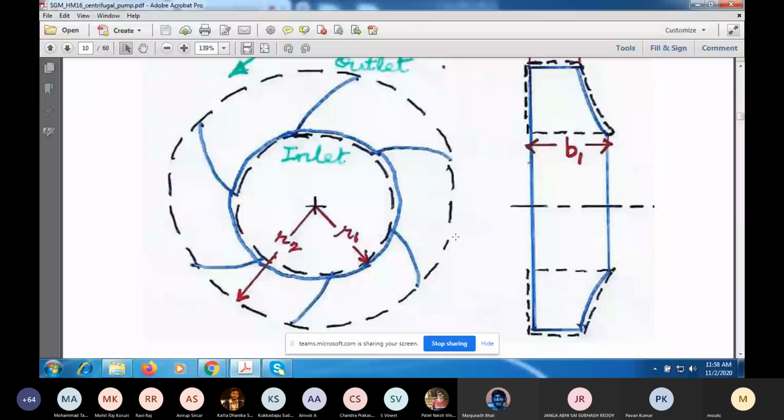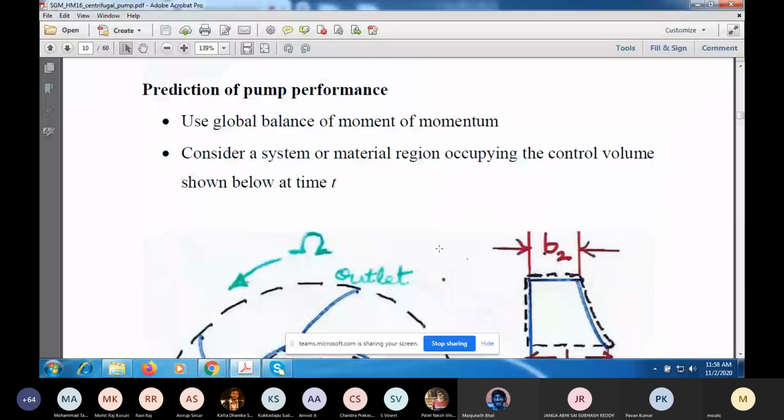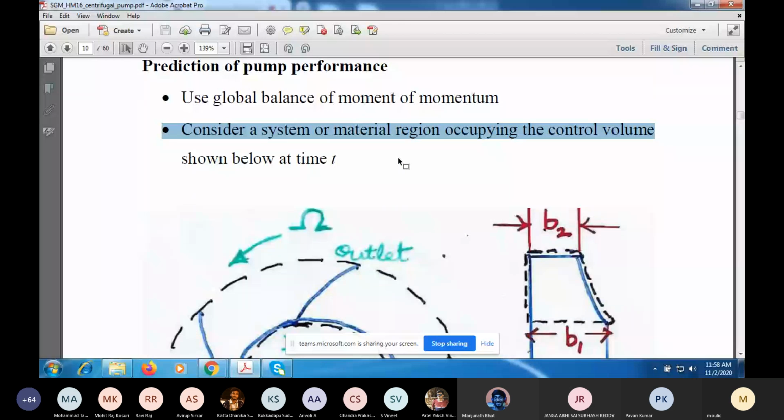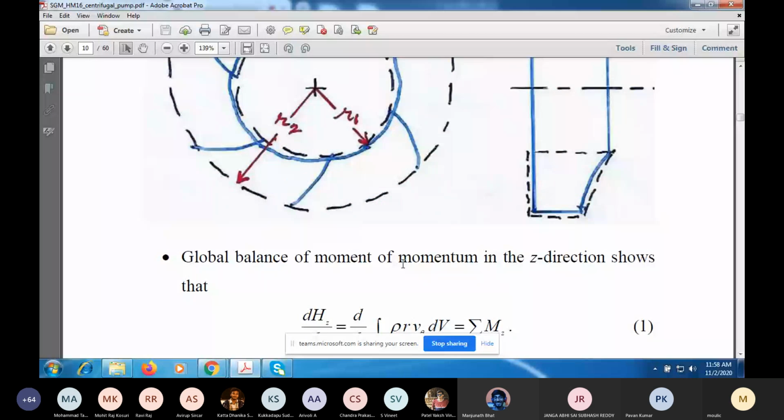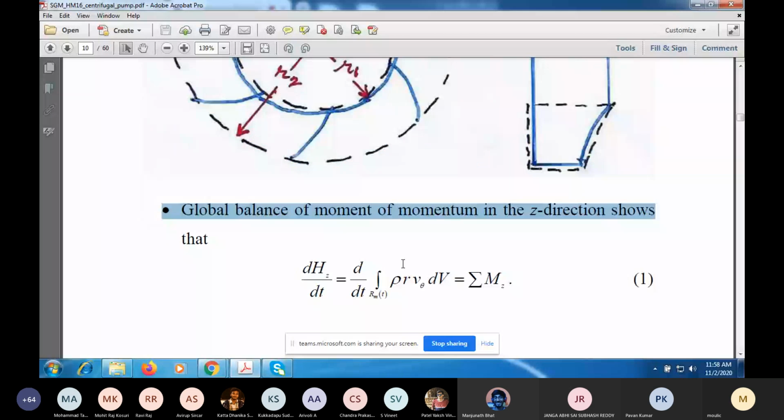So we'll consider the system to be the material region or fluid which occupies the control volume at time t. And then we'll have a balance of momentum in the z direction. So we look at d/dt of what we'll call Hz, where H is the angular momentum and z is the z component. This will equal the sum of the moments in the z direction. And this will be d/dt of the integral of rho r v theta, so the swirl velocity component will come in.